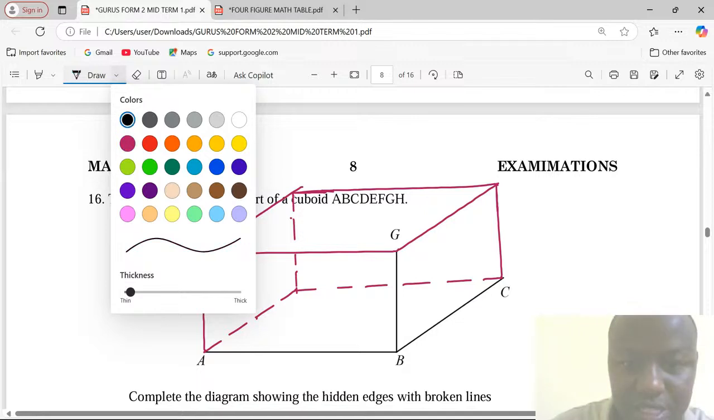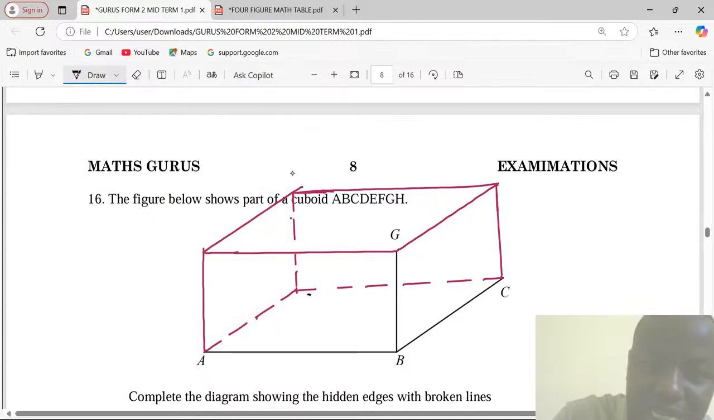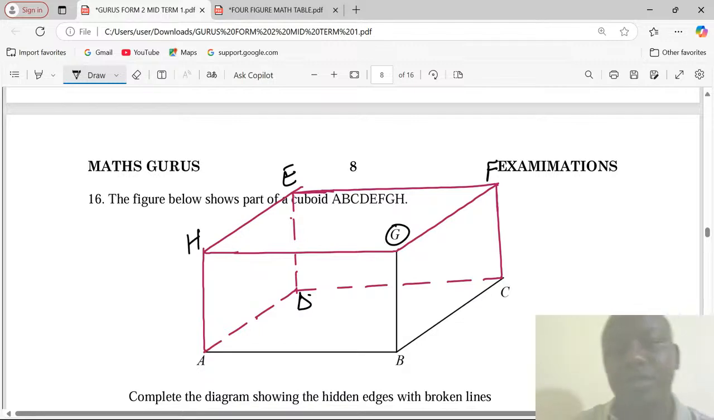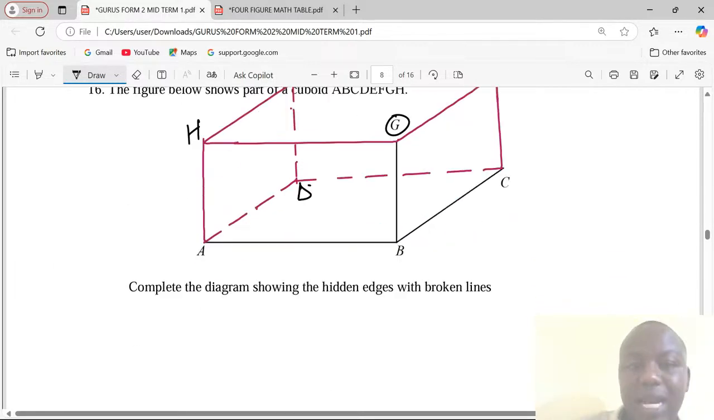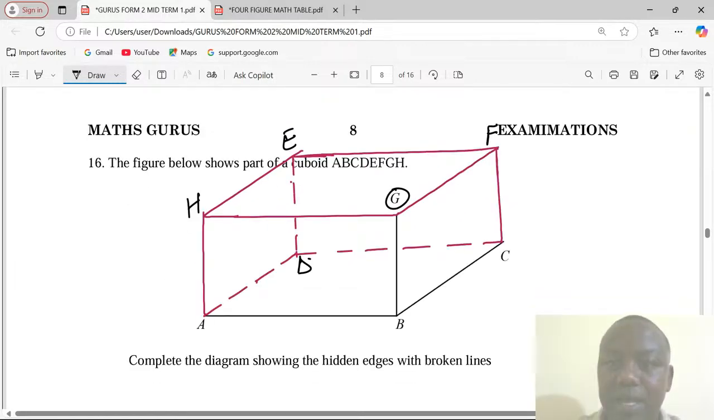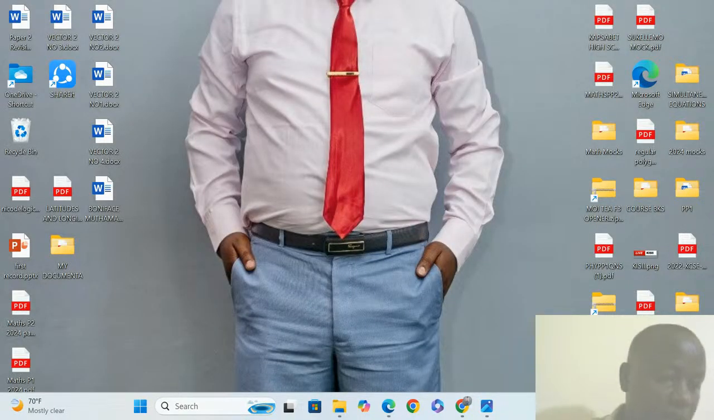Let's label this A, B, C, D. Then we can talk about E, F, G, H. So it's now well labeled. So that is the paper. That's section 1. Ladies and gentlemen, that is the paper.